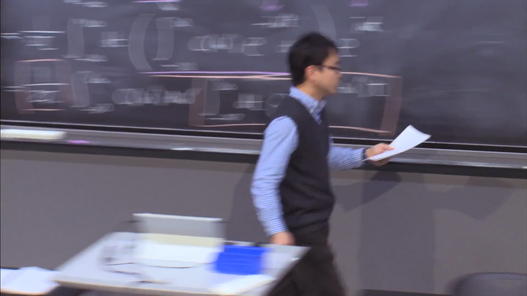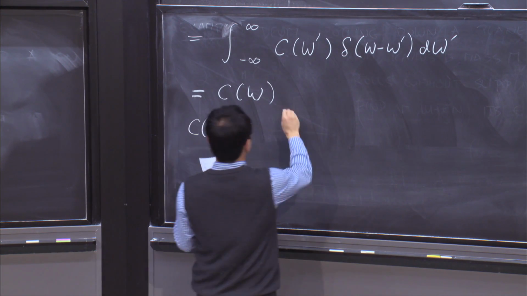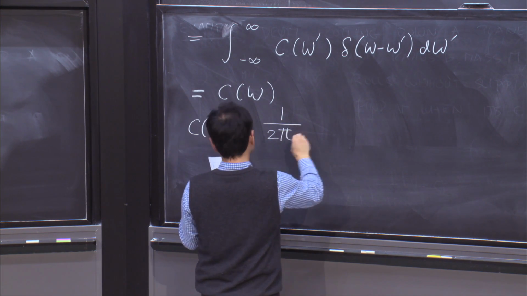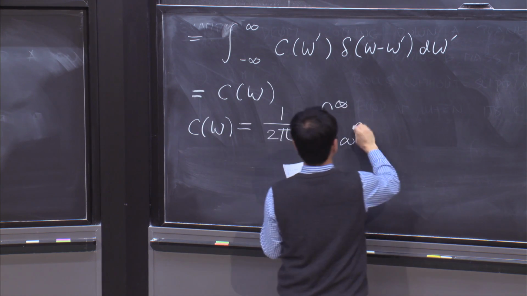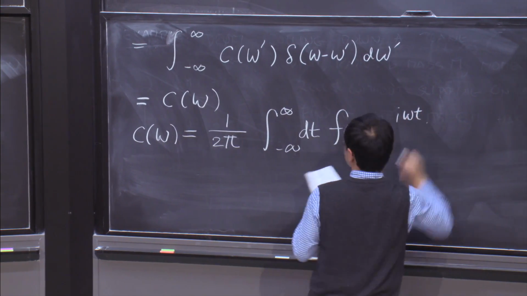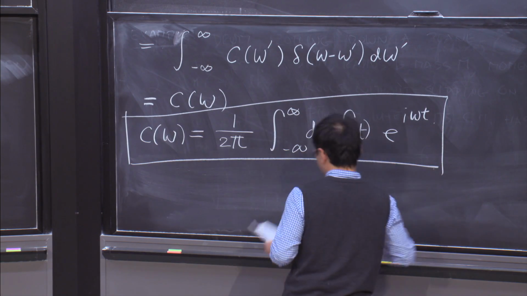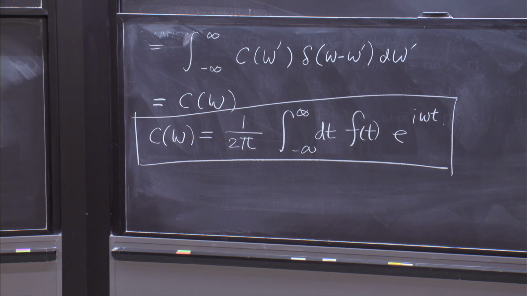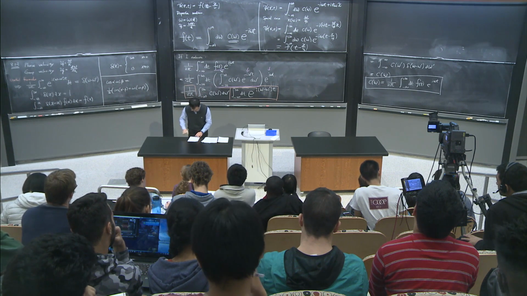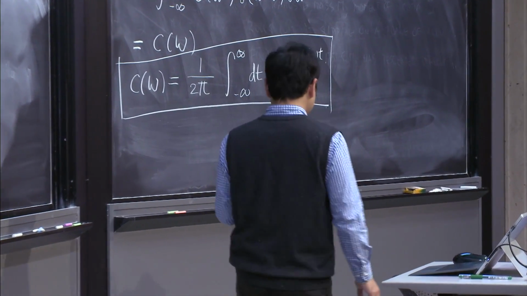So in short, from this exercise, we have shown that C of omega can be extracted using this formula: 1 over 2 pi, integral from minus infinity to infinity dt of f of t times exponential i omega t. That's how we can determine all the amplitudes associated with a specific exponential function. Any questions so far? Okay. If no questions, then we can continue.